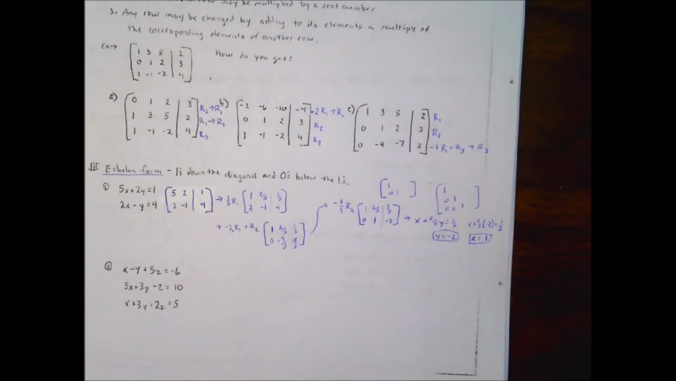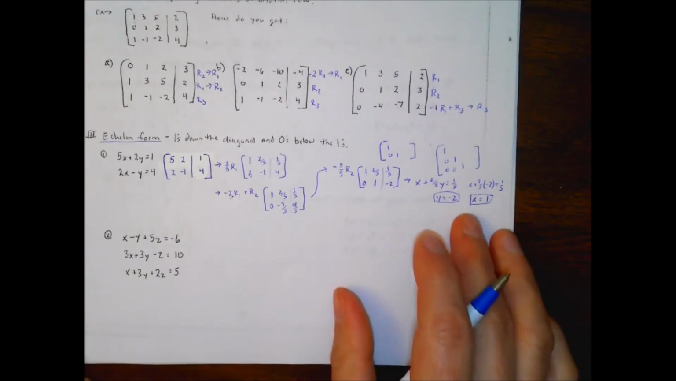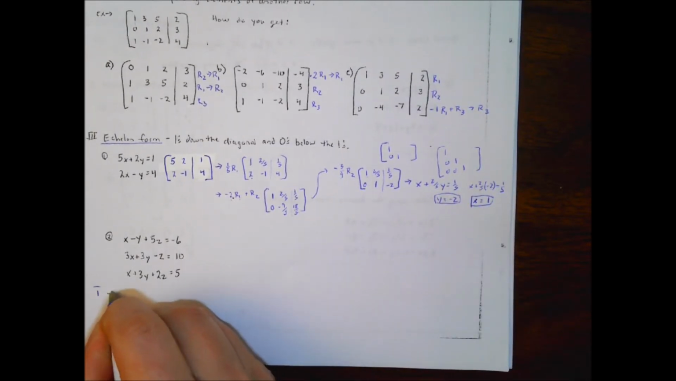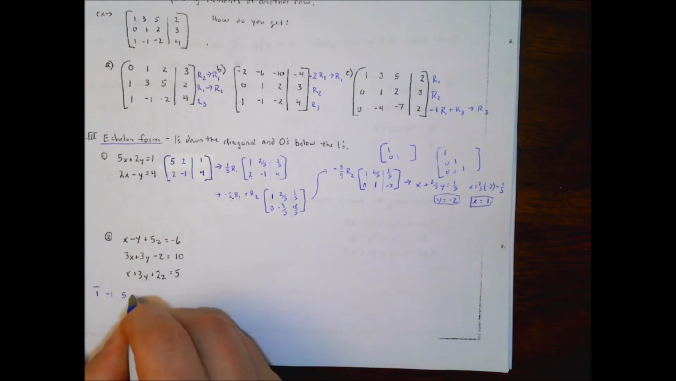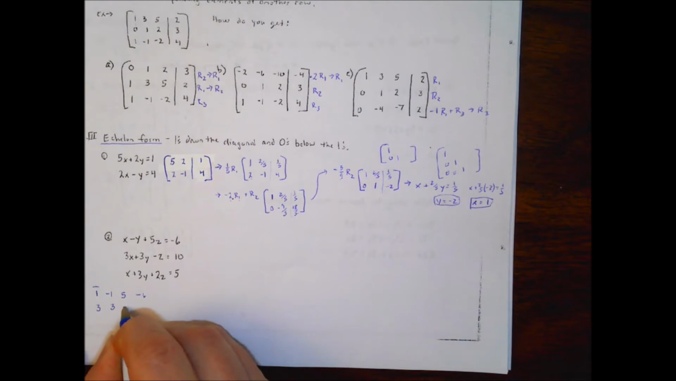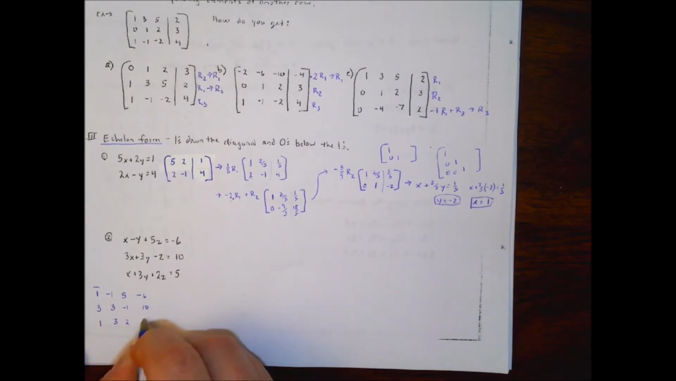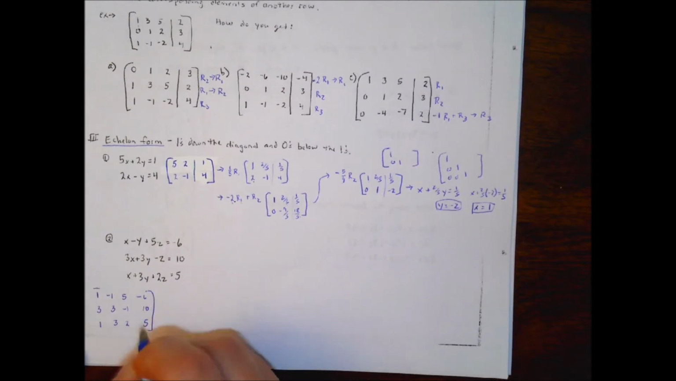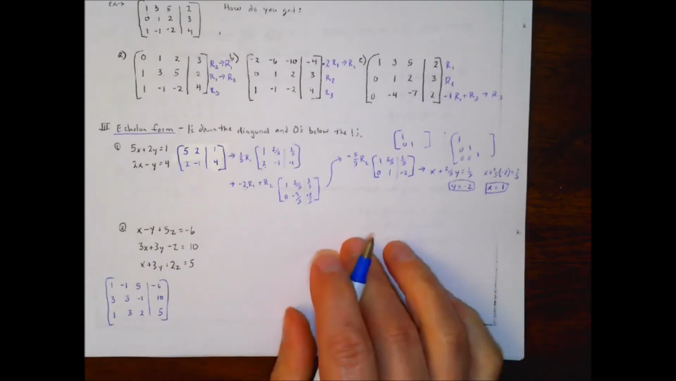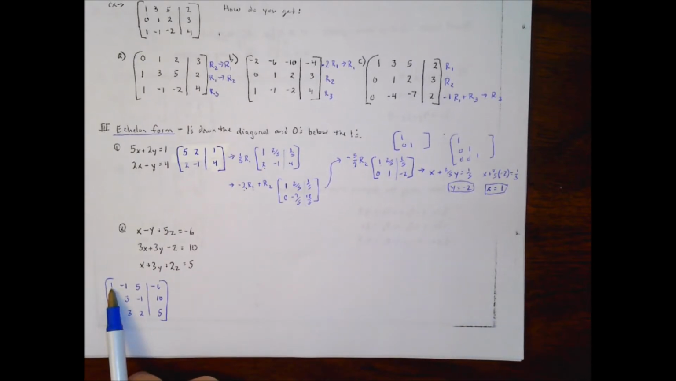Okay? Let's try another one. Okay, if we put it in, we have 1, negative 1, 5, negative 6, 3, 3, negative 1, 10, 1, 3, 2, 5. Okay, so there's our matrix. Okay, so we have a 1 here, so we're good there. Okay, so what's our next step?